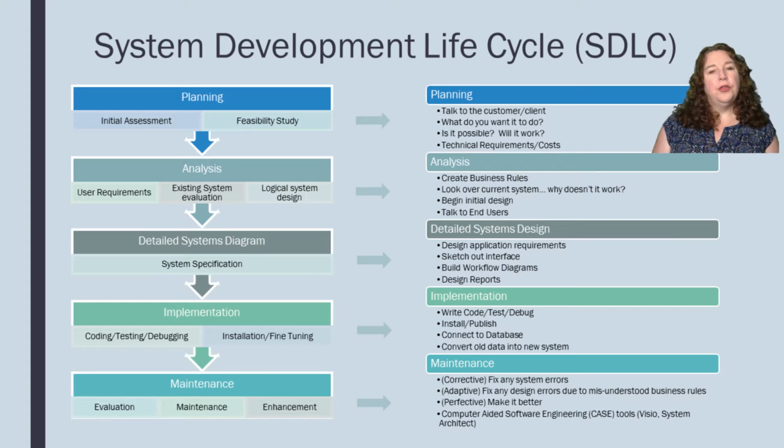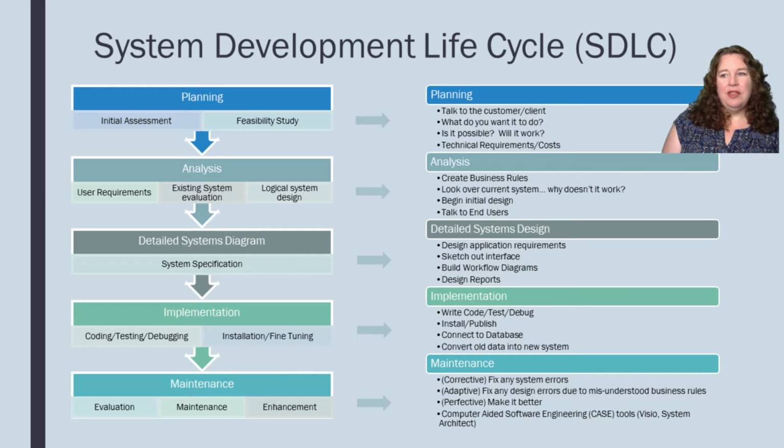There are three different steps in maintenance. Corrective, obviously fixing errors. Adaptive, fixing design errors. So this is where everything works, it just doesn't work well. And then of course, perfective, to make it better, because we like to make things perfect. This is where sometimes Visio and some of the other computer-aided software engineering tools are going to come in, because you're going to start drawing things out and you're going to say, okay, this is how this works, so on and so forth. Okay, so this is your basic system development life cycle.